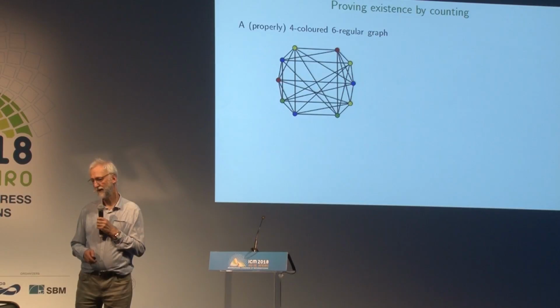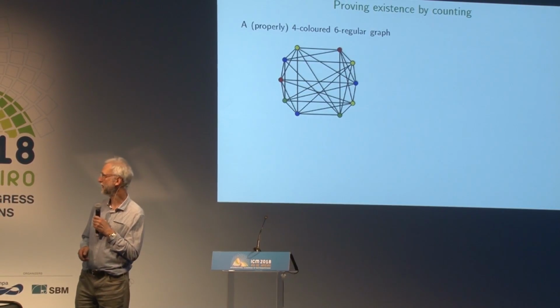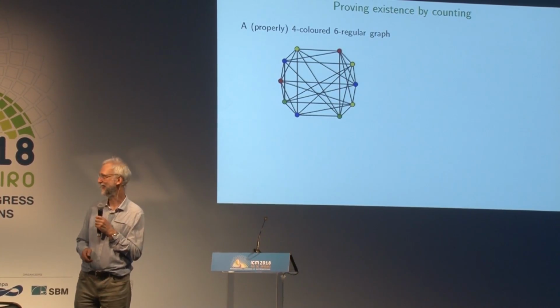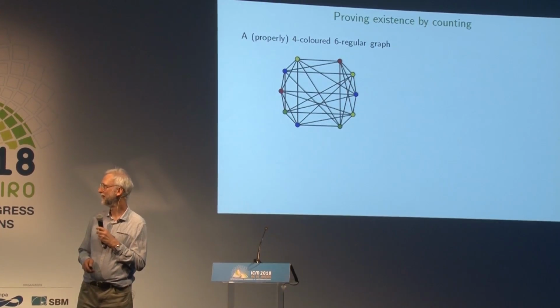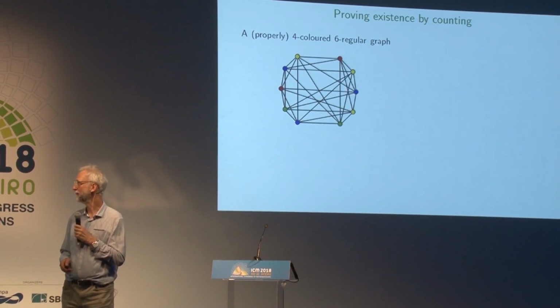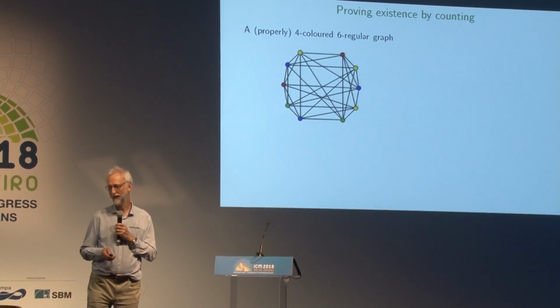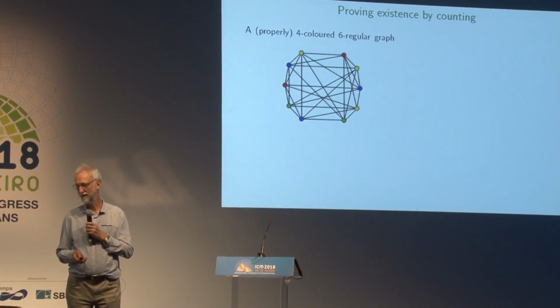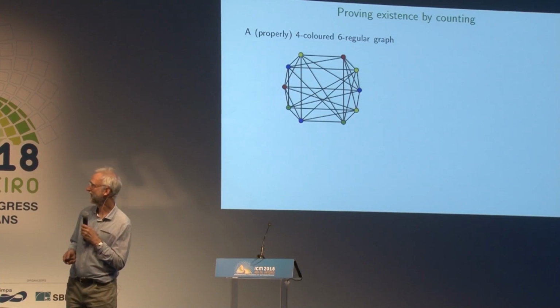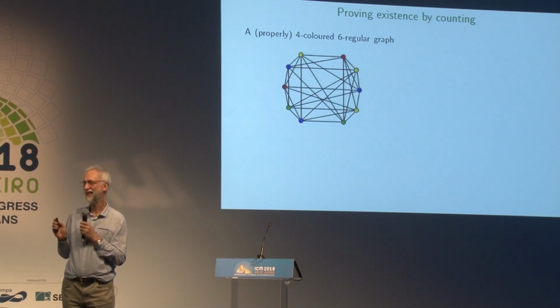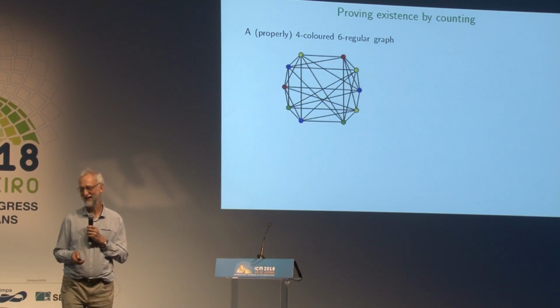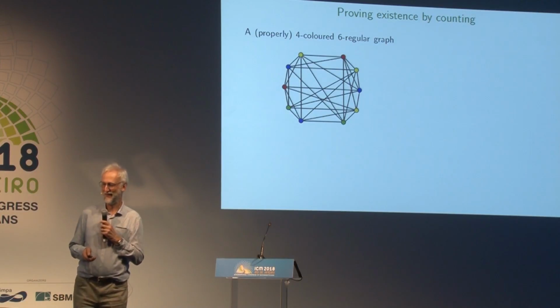So first of all, proving existence by counting. This is one of the reasons we count things. Here's an example of the basic probabilistic method. Suppose you have a 4 regular graph. Every vertex has degree 4, or a 6 regular graph in this case, and we're going to colour it with 4 colours, so no 2 adjacent vertices have the same colour.